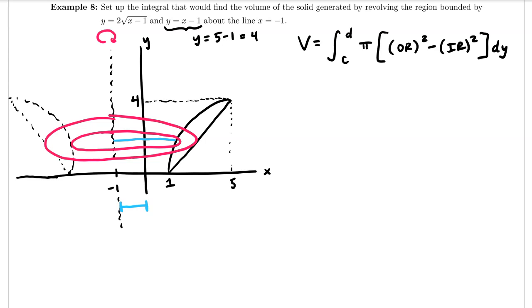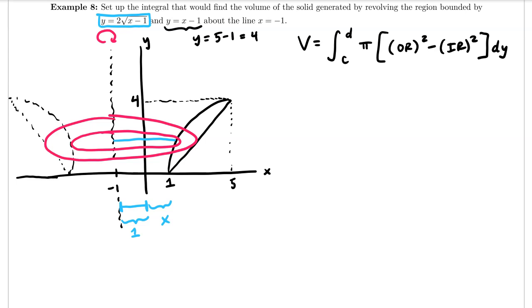So our inner radius is the distance from here to here. Let me be more specific. The distance from the line x equals negative 1 to the y-axis, that's constant. That's always going to be 1. And then this distance from here to here is changing, and it is the x value of my square root curve. Because we're integrating with respect to y, I want to take my curve here and solve it for x. So let's go ahead and do that here.